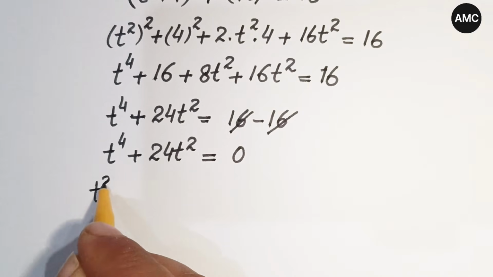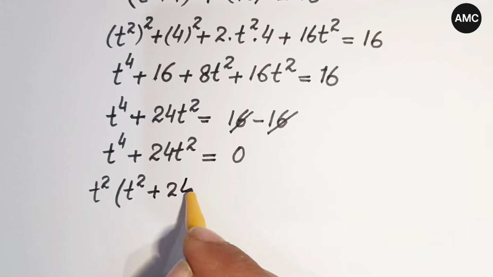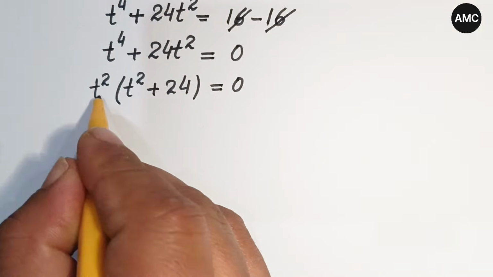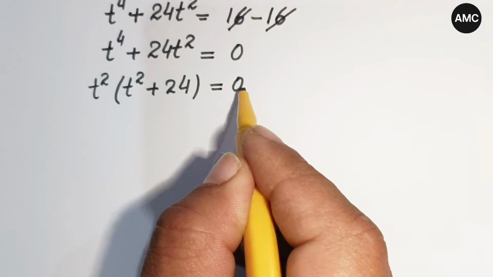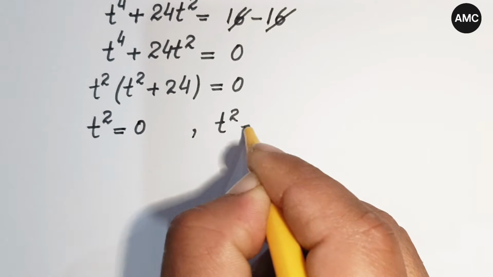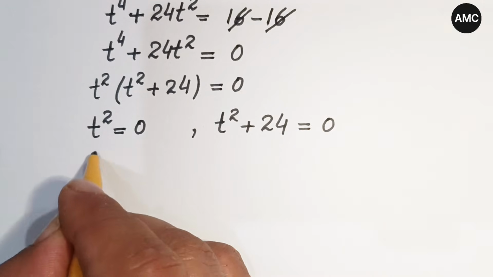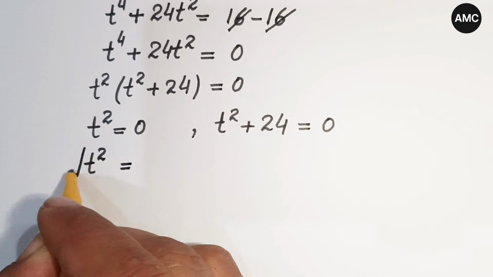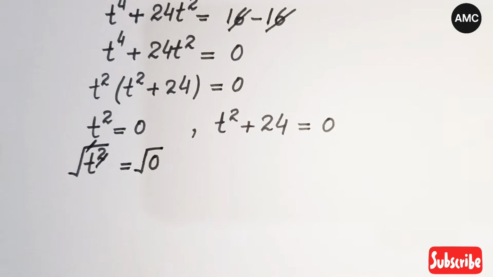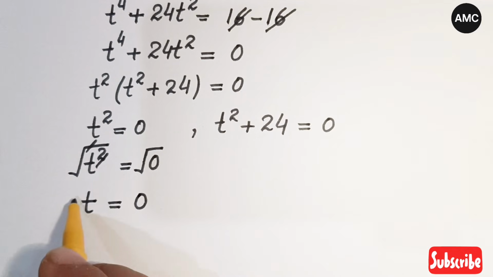Now taking t squared common, inside the bracket we get t squared plus 24, equal to 0. Now we have two conditions here: t squared is equal to 0, and t squared plus 24 is also equal to 0. So t squared is equal to 0. If we take the square root on both sides, the square cancels out with the square root. We get the value of t is 0. So it is our first value of t.